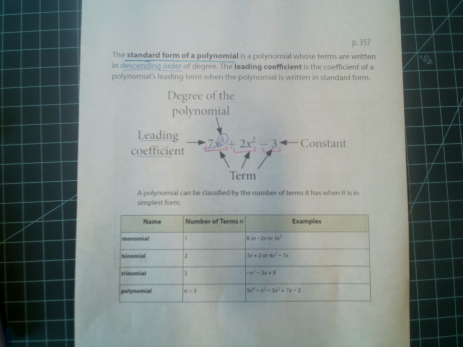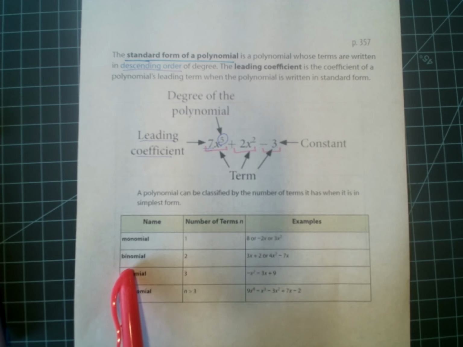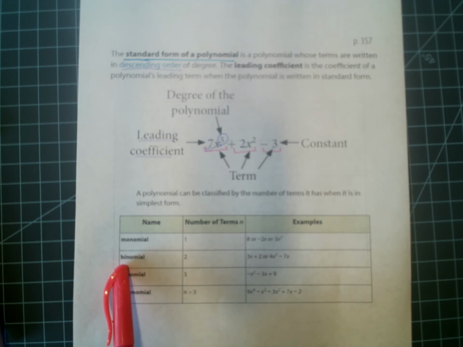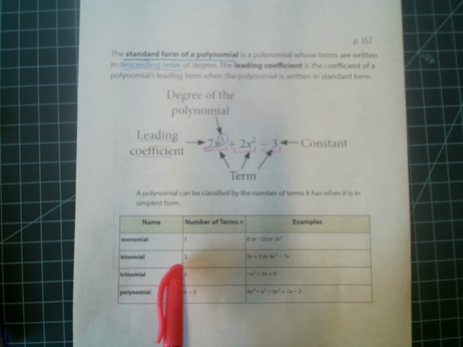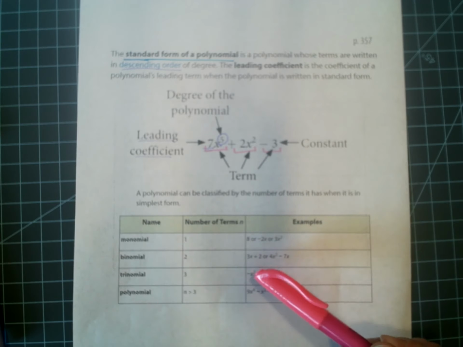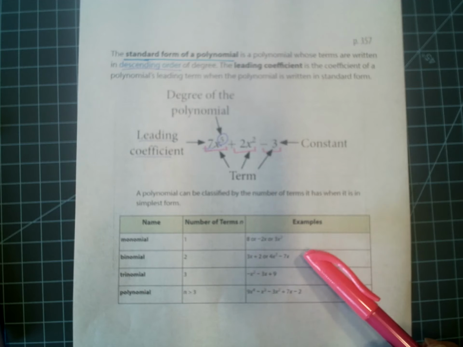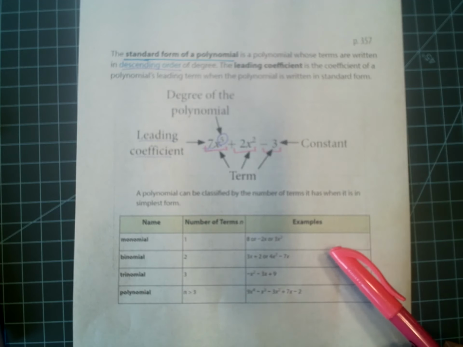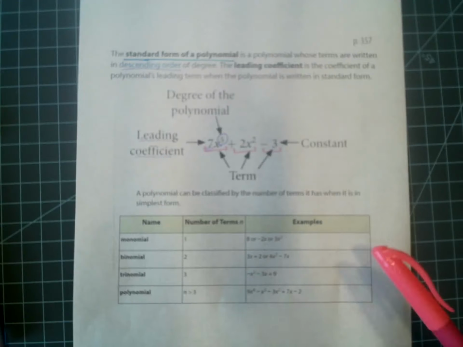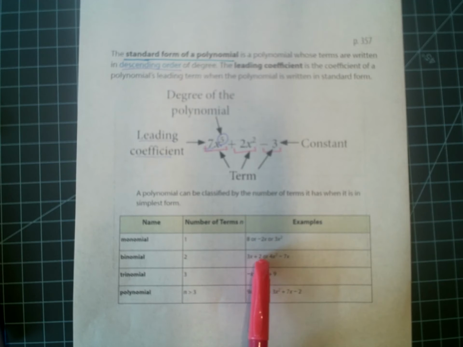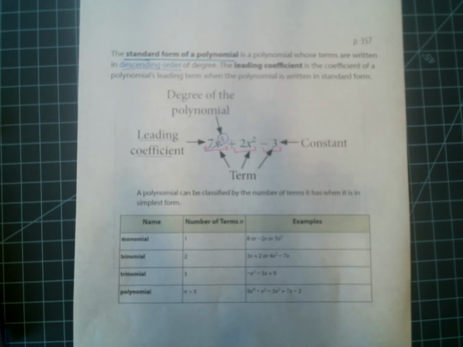A binomial, that's like the word bicycle that has 2 tires. A binomial has 2 terms. It's like 3x plus 2 or 4x squared minus 7x. So notice here we have a plus sign that separates our 2 terms, and we have a minus sign here that separates our 2 terms.